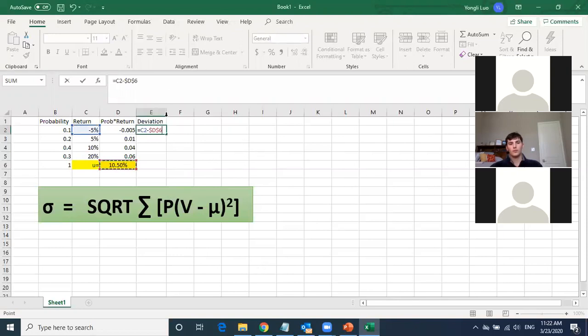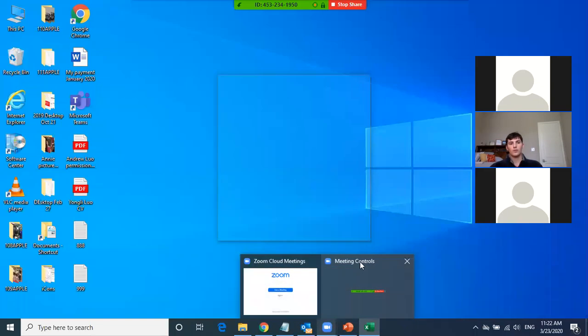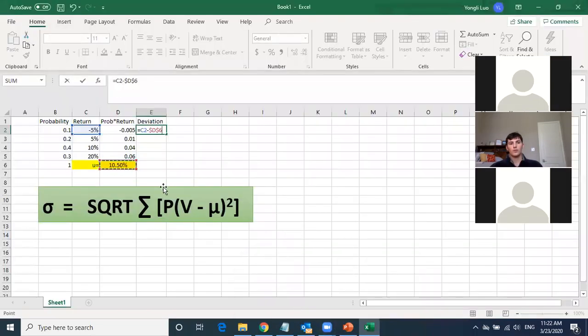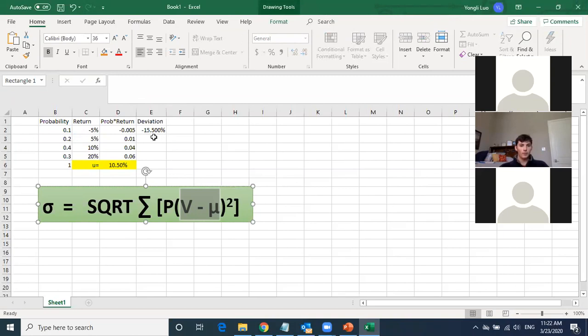So the file I'm working on is Excel. Yeah, Excel, you need to see. Okay, so when you're working on that, you click on enter. So you can see this part. Okay, the one you calculate right now is negative 15.5, is this one.